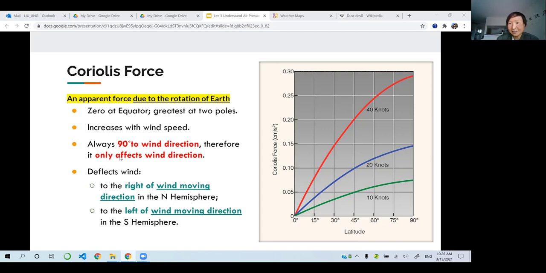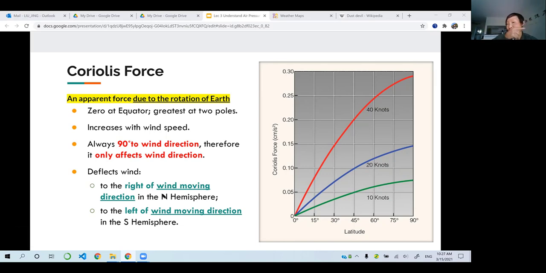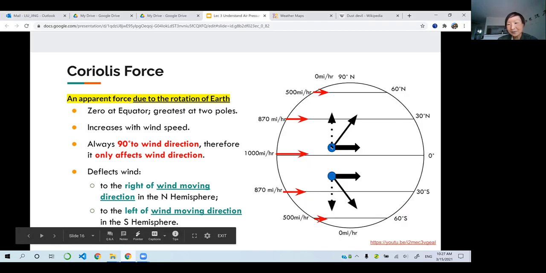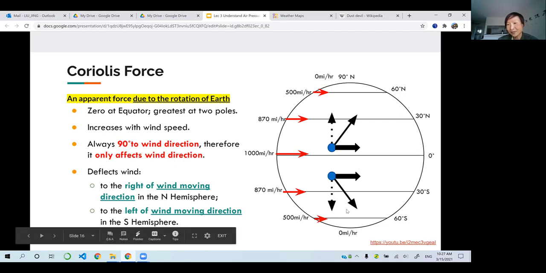And to which direction, right? It depends on which hemisphere you are in. If you're in the northern hemisphere, it will turn your wind to the right. If you're in the southern hemisphere, it will turn your wind to the left. Okay, memorize this, very important. So this is a little bit of explanation why northern hemisphere is to the right and southern hemisphere to the left. Watch this video, okay?